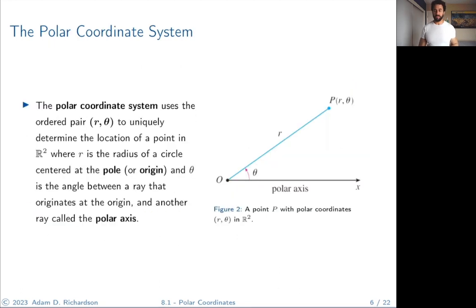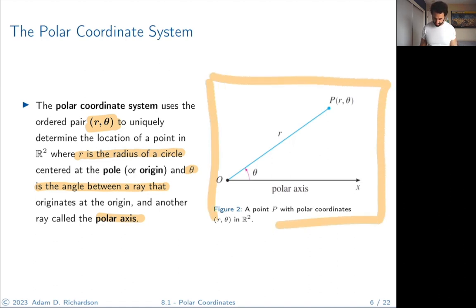Now let's talk about the polar coordinate system. The polar coordinate system still uses an ordered pair, but now the ordered pair is of this form, r comma theta. It's still doing the same thing. It's going to uniquely determine the location of a point, but in this case, r is the radius of a circle, and theta is the angle between a ray and the polar axis. So this is the general picture right here.